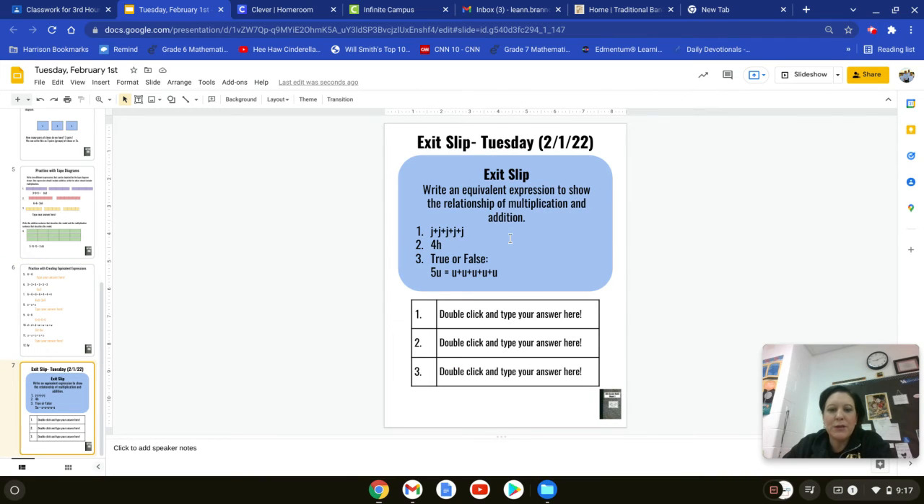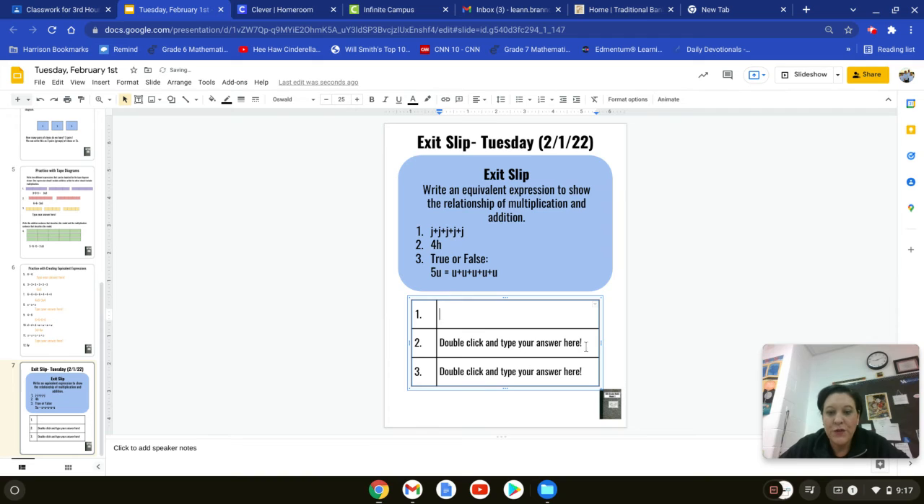And then it says, write an equivalent expression to show the relationship of multiplication and addition. So once again, you have J plus J plus J plus J plus J. And so I want to know, what does that look like as multiplication? Number 2 says 4H, which is 4 times H, or 4 groups of H. What would that look like as repeated addition? And then number 3 is true or false. Is 5U equal to U plus U plus U plus U plus U plus U? And so you're going to write true or false for number 3. I hope that makes sense.